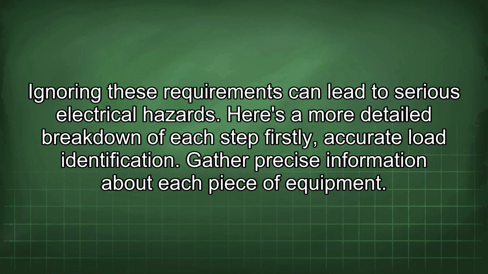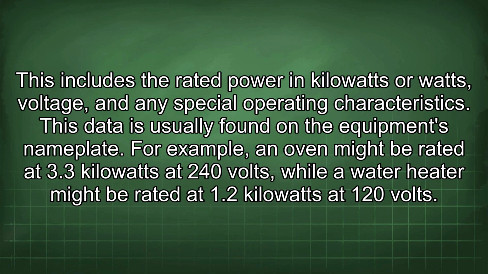Here's a more detailed breakdown of each step. Firstly, accurate load identification. Gather precise information about each piece of equipment. This includes the rated power in kilowatts or watts, voltage, and any special operating characteristics. This data is usually found in the equipment's nameplate.